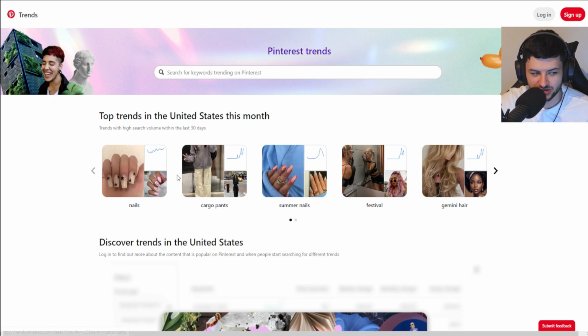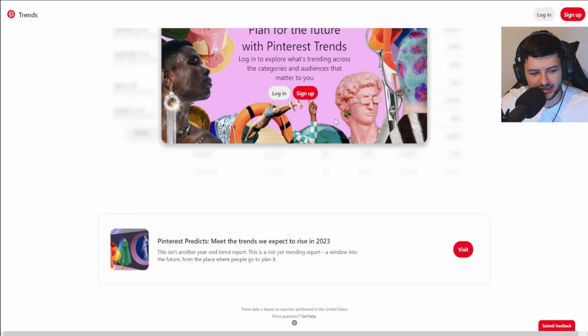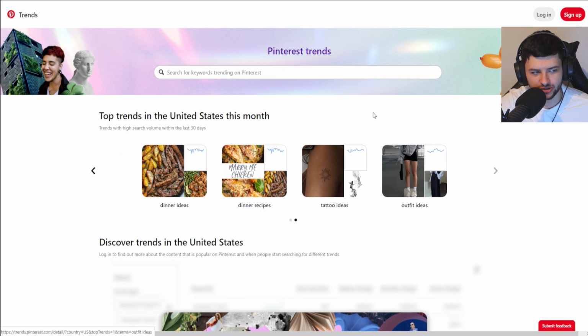We have cargo pants doing quite well right now, so if you're running a fashion store, this could potentially be a good trend to look into, especially if you're doing high fashion and seasonal fashion. Then we have festival. That's quite big. A lot of people go to raves, festivals, they have rave partners. That's a very big subculture. You could obviously market to those people. We have hair products. We could just click on them as well, and I'll show you those in a moment to actually explore them. Outfit ideas. Pinterest, in my opinion, is really good to have a look at the clothing side of things because fashion is really big. So anything like beauty and fashion, this is a really good research platform.